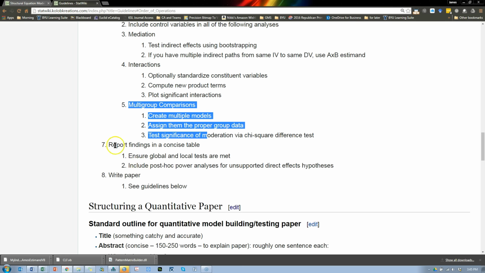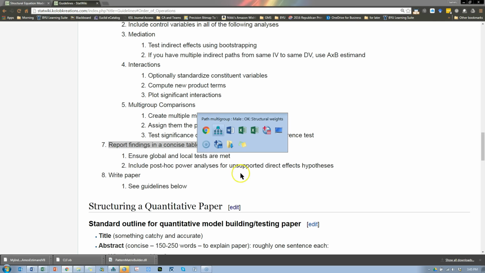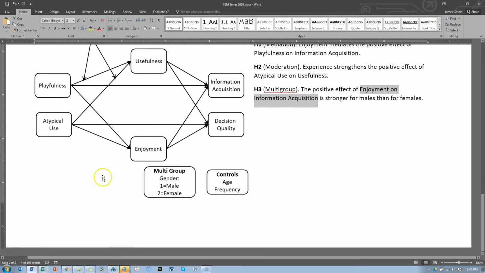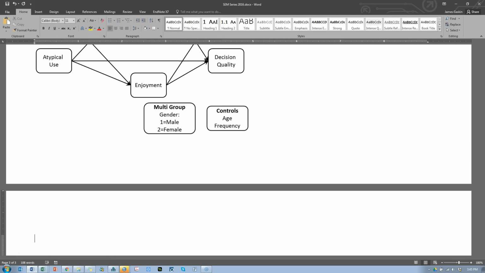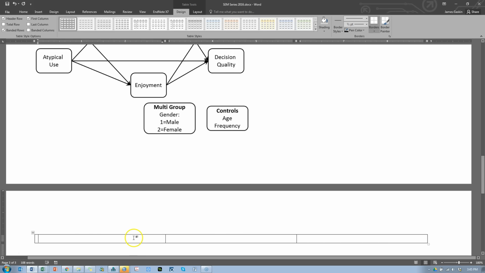So the last thing, of course, report your findings in a concise table. Ideally, you have a table, or multiple tables, that look something like this. Let me go down here, control enter, insert table. You have something like this: a hypothesis, evidence, conclusion, or something like that.